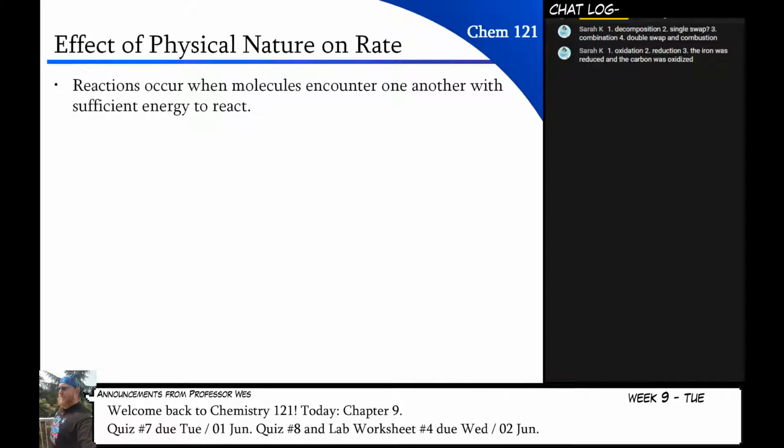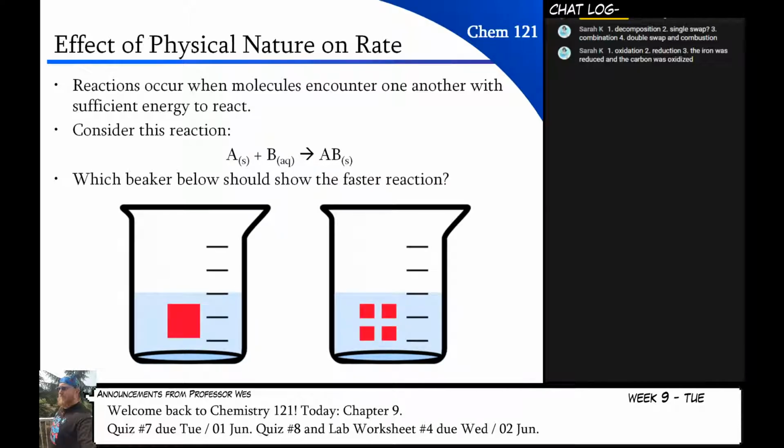Now, in order for things to react, they have to bump into each other. I have to have A and B contact each other in order for a reaction to occur. If I don't have very much area to contact, my reaction won't be very fast. So in this case, you can see right here, I have this liquid surrounding a solid. So the liquid is B, and the solid is A.